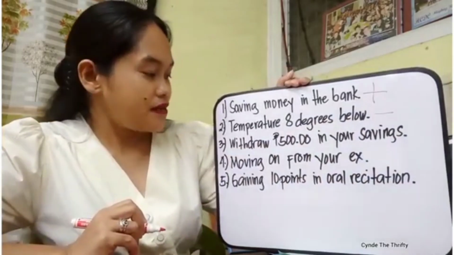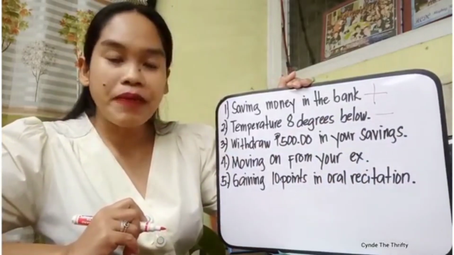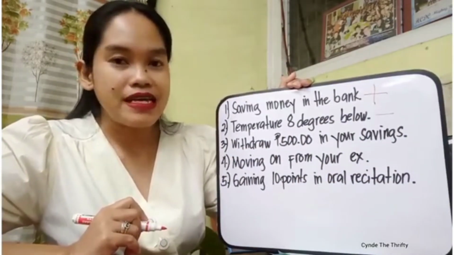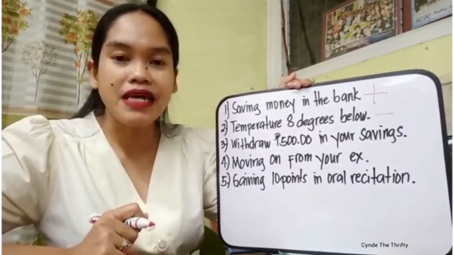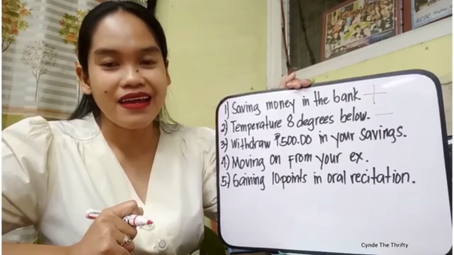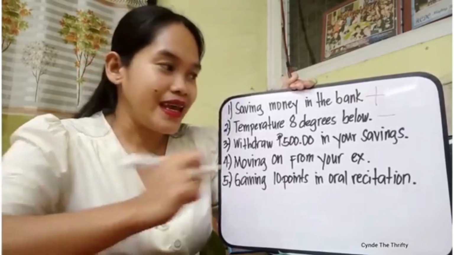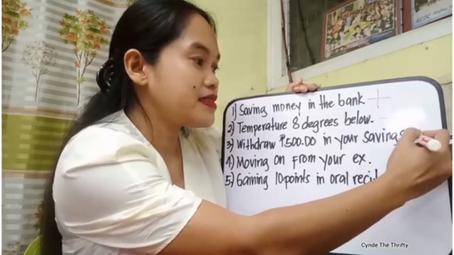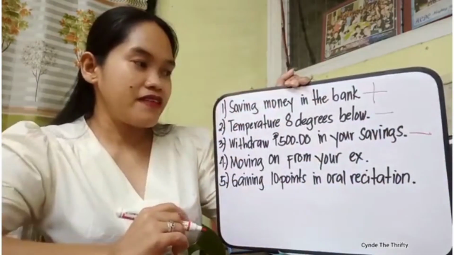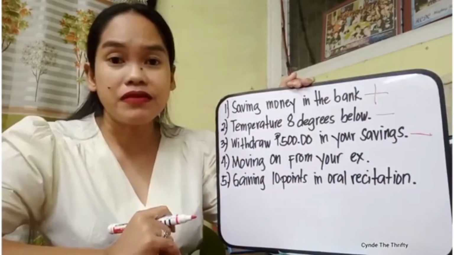And number 3, withdraw 500 pesos in your savings. Kumuha ka ng 500 pesos sa iyong savings. Anong nangyari? Positive or negative? Negative. Kasi, kumuha ka ng 500. So, nakuha ng 500 yung savings mo.